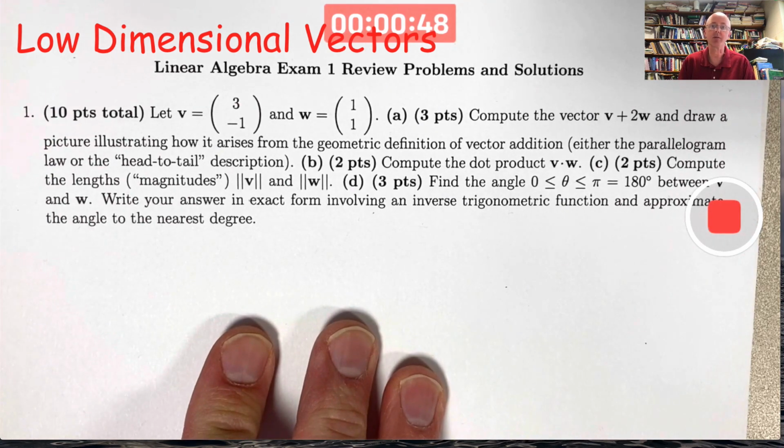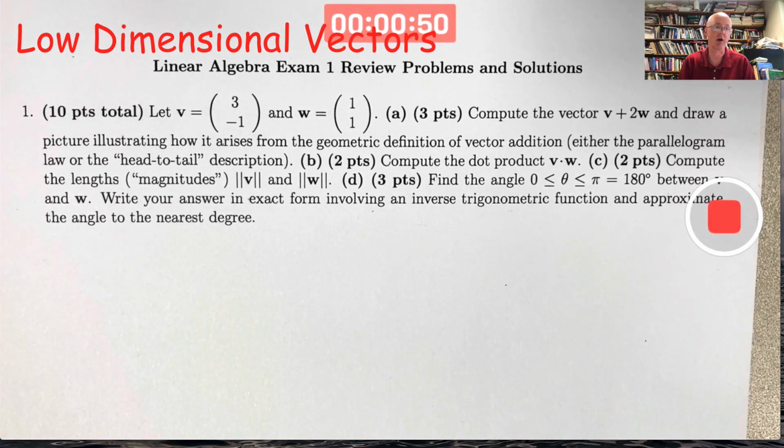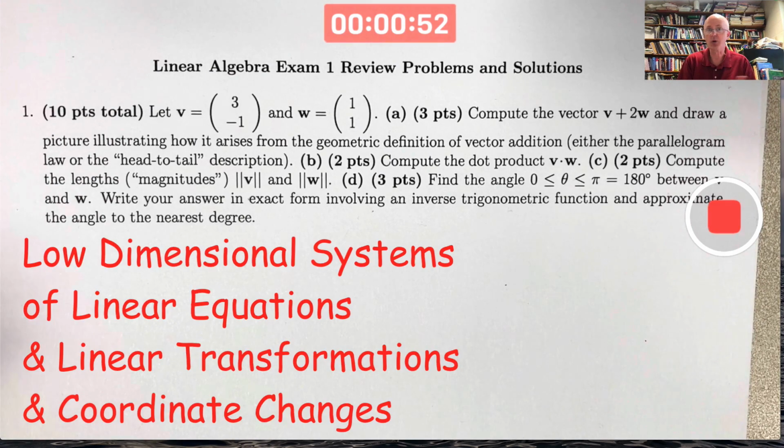Hi everyone. In this video I'm going to go through a bunch of linear algebra exam 1 review problems and solutions. For the most part focused on low dimensional linear algebra. For example, you see here with number 1 that we have a problem with two-dimensional vectors that we can draw. We're also going to look at low dimensional examples of systems of equations, linear transformations, and coordinate changes.